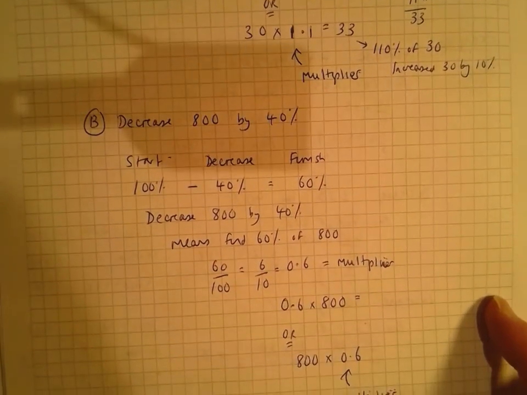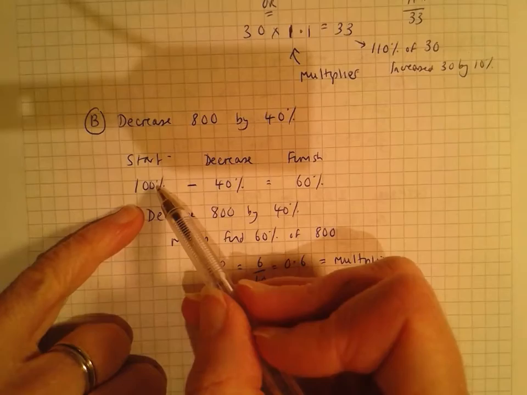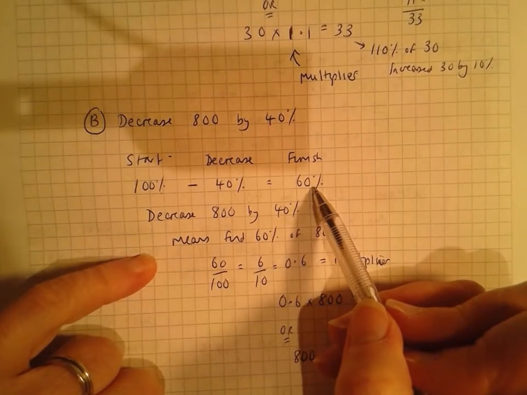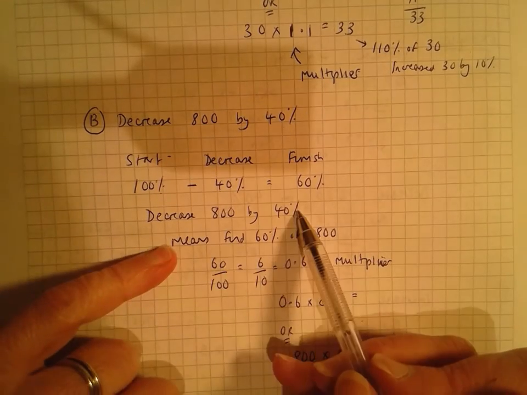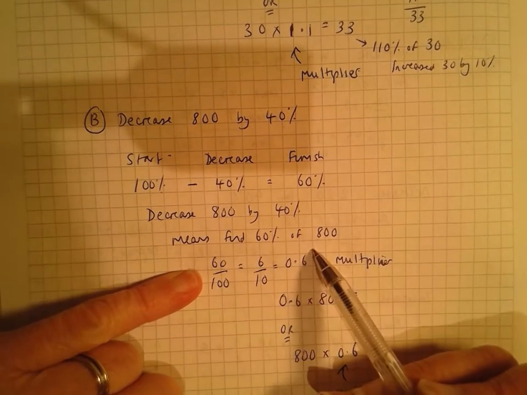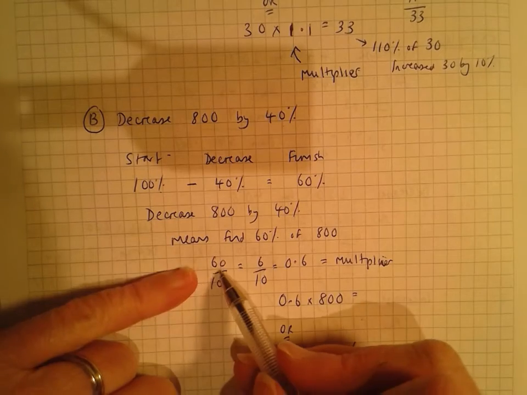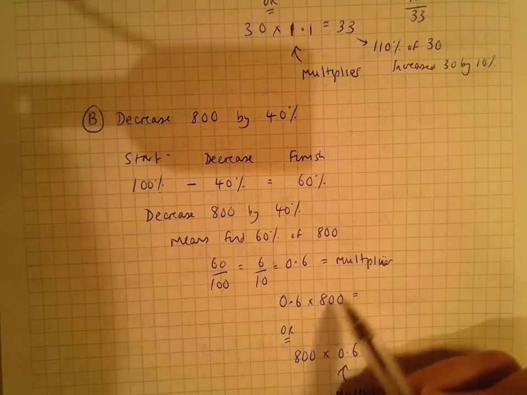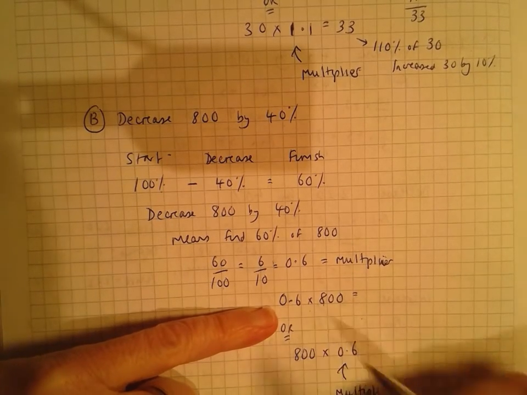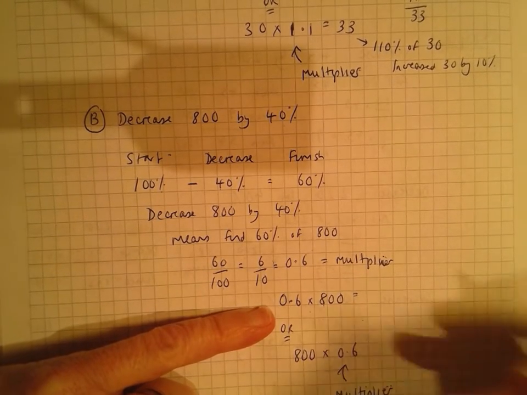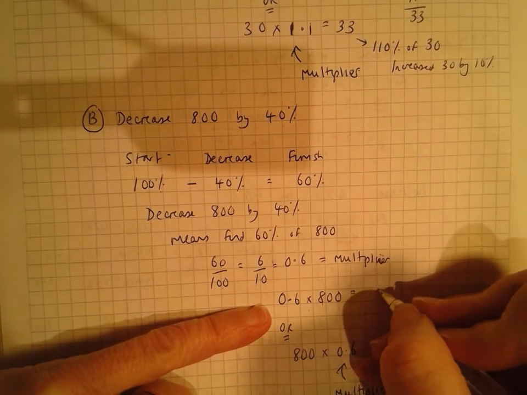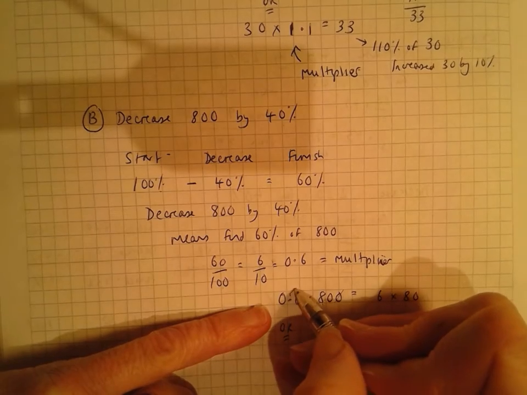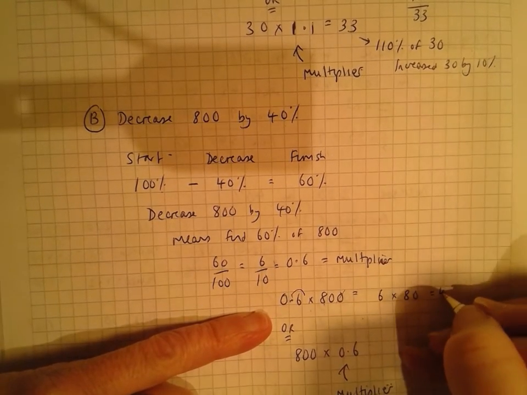Here's decrease 800 by 40%. I start with 100%, I subtract 40%, so I've got 60%. So decreasing 800 by 40% actually means finding 60% of 800. 60% is 6 over 10, which is 0.6. Our multiplier is 0.6. So I'm multiplying 0.6 by 800. Or you could say that I'm multiplying 6 by 80, couldn't you? Which is 480.